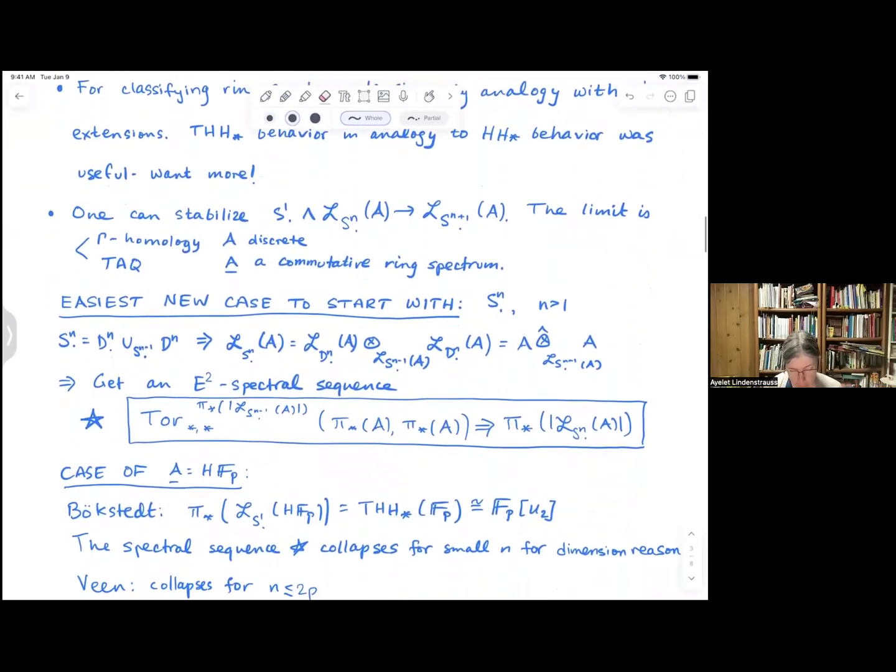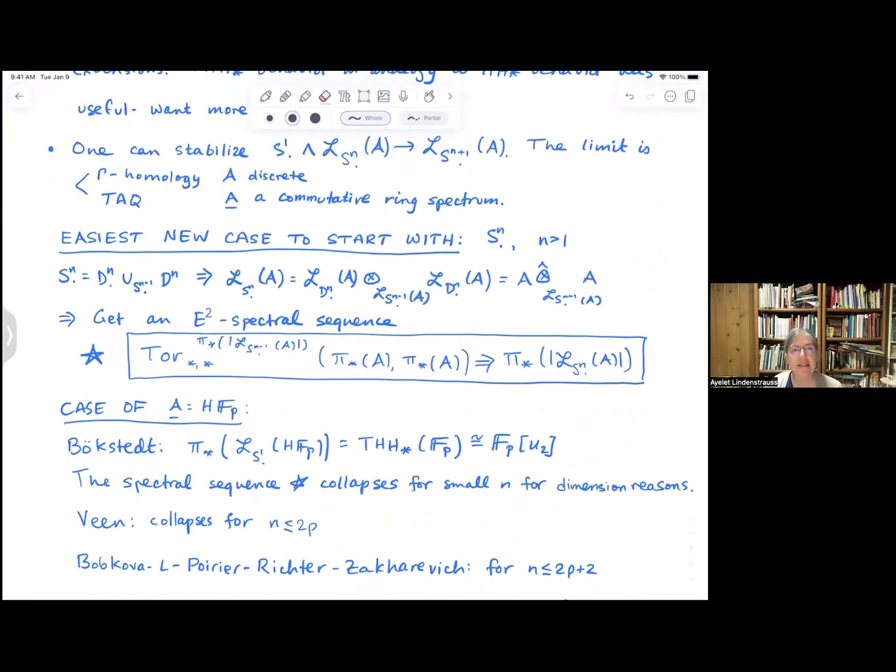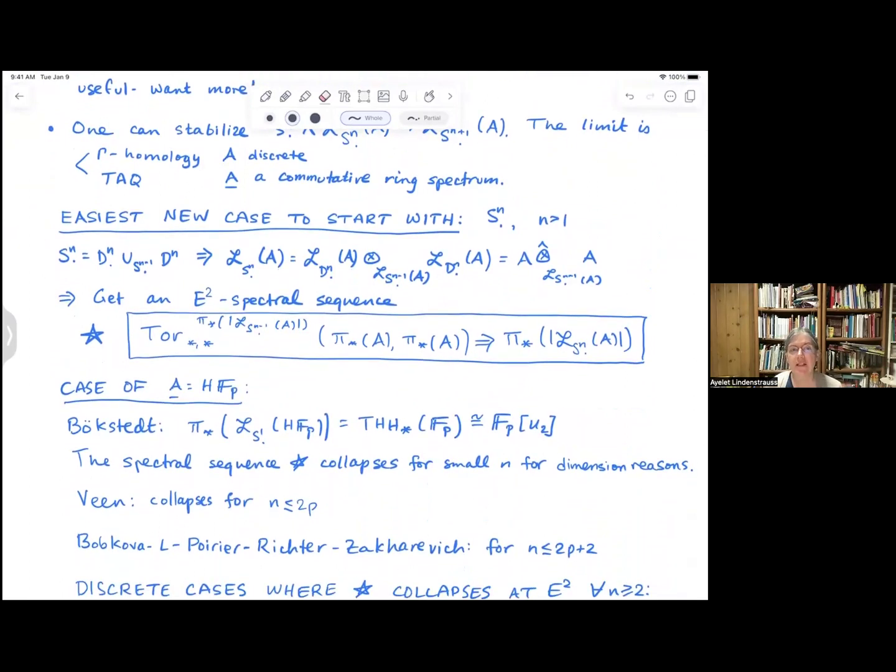Okay. So we want to extend from the circle. And the easiest thing to start with once you understand the circle is the n sphere for bigger n's. And the useful thing here is that we can break down the n sphere into upper hemisphere, lower hemisphere, and equator. And the equator is one sphere lower. Because of the property I talked about when you glue two simplicial sets along a simplicial subset, the Loday construction over the sphere is the Loday construction over the upper hemisphere tensored over the Loday construction over the equator with the Loday construction of the lower hemisphere.